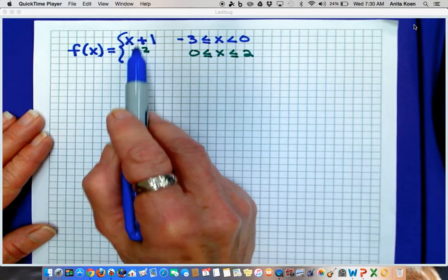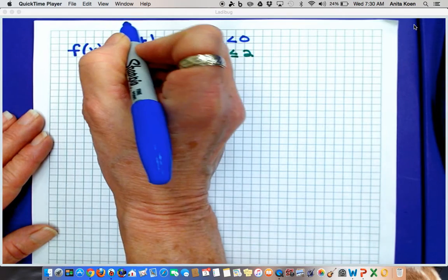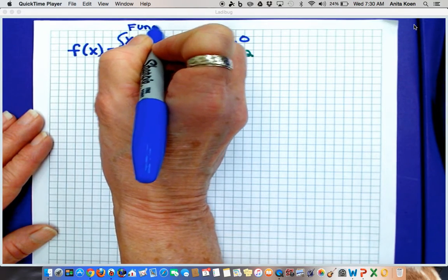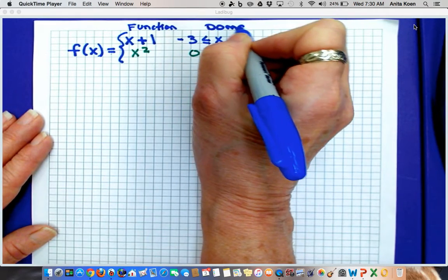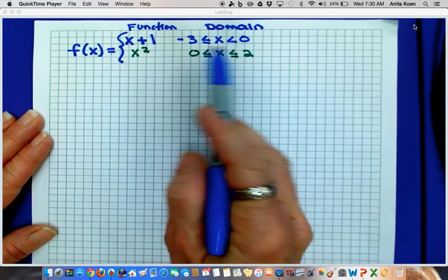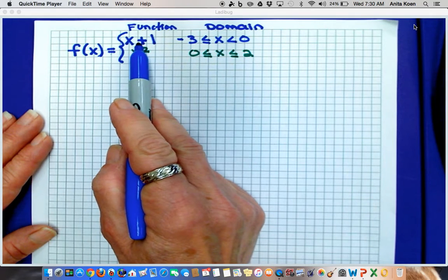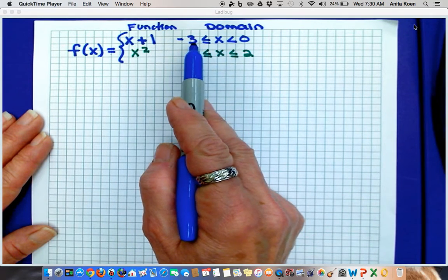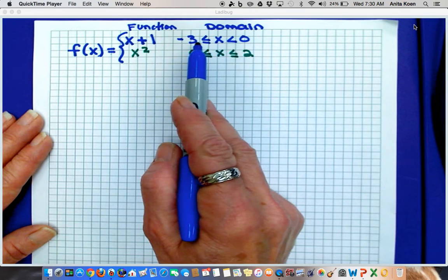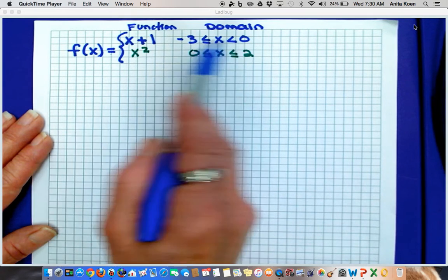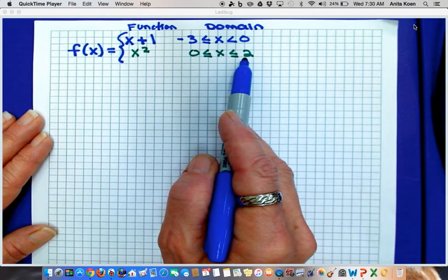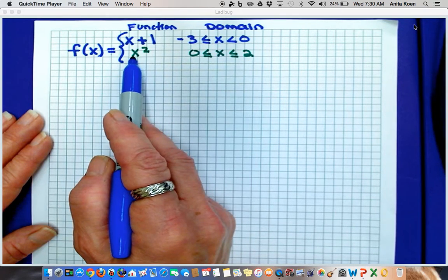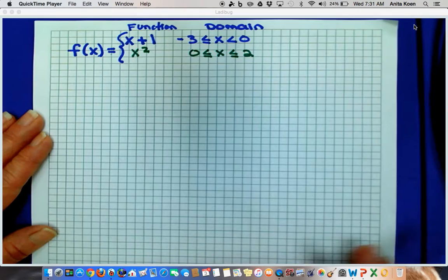Now, this part is your function, and this part is your domain. These are the x's that are allowed to go into this piece of the function. So from -3 to 0, including the -3 but not the 0, can go into this piece of the function. And 0 to 2, including both 0 and 2, can go into this piece of the function.